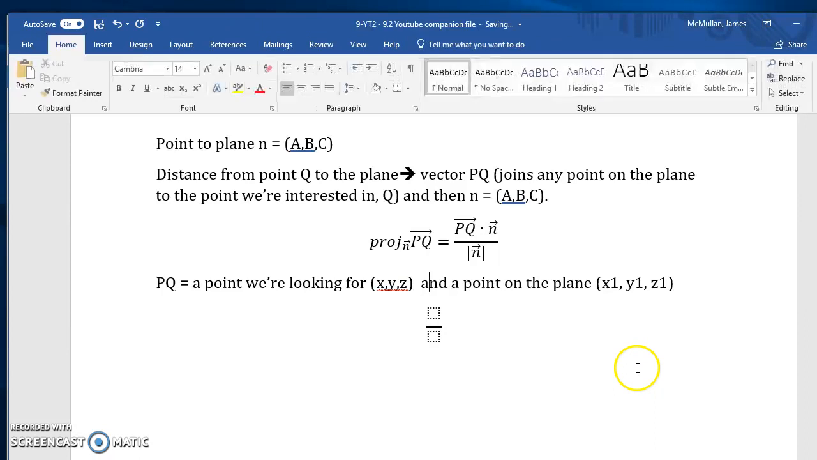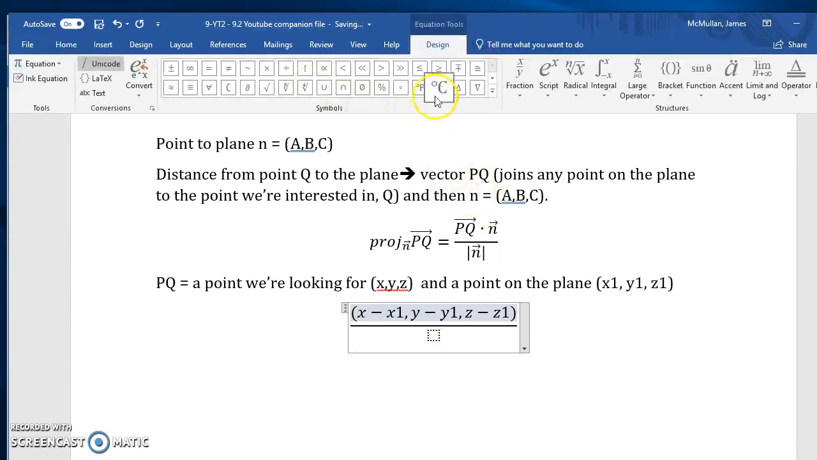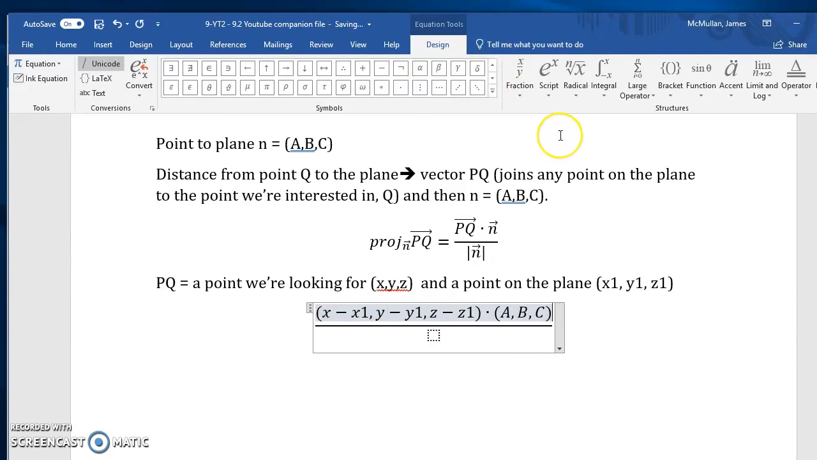So vector PQ, remember, would be composed of three things: x minus x1, y minus y1, z minus z1, right? That would take you, just do your destination minus origin. And then we're doing a dot product with the normal. Now, the normal of the plane we know is simply a, b, c. And the magnitude of the normal would be the square root of a squared plus b squared plus c squared, right? That would be the magnitude of the normal on the bottom.